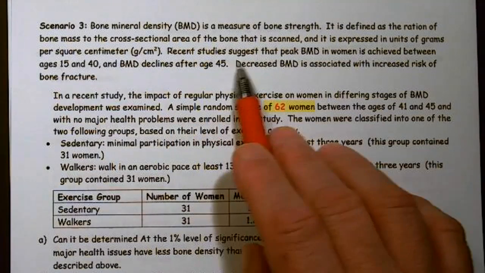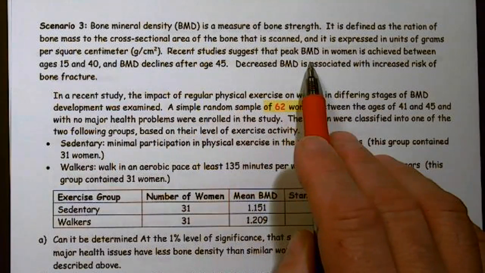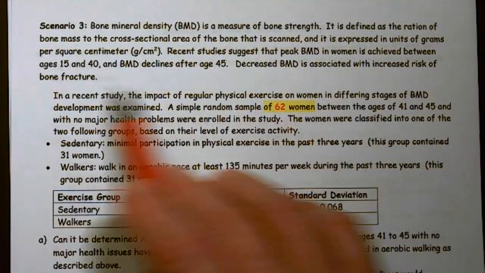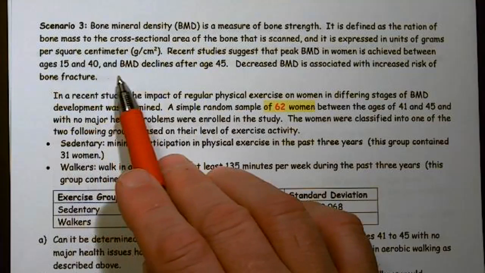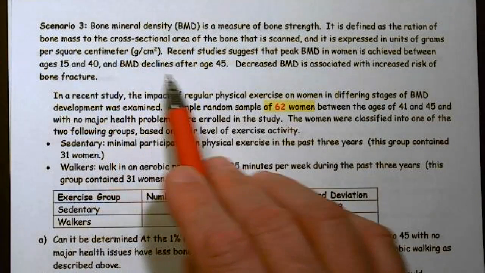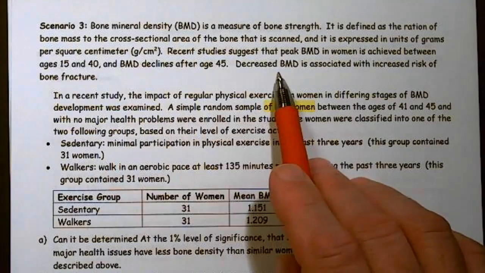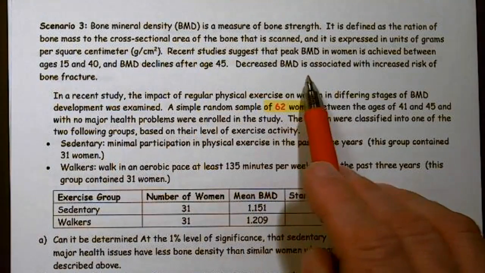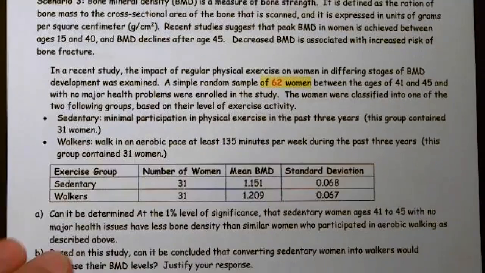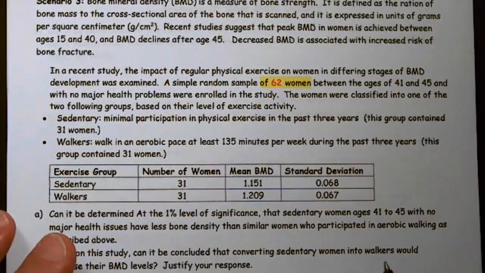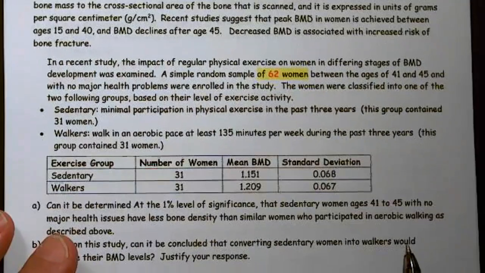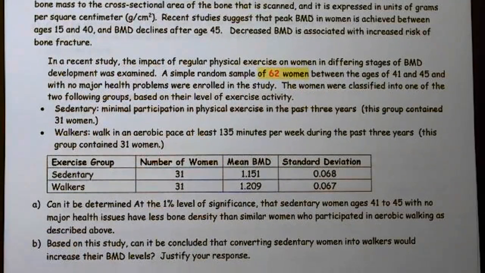Recent studies suggest that peak bone mass density in women is achieved between the ages of 15 and 40, and bone mass declines after 45. Decreased bone mass density is associated with increase of bone fracture. In a recent study, the impact of regular physical exercise on women in differing stages of bone mass development was examined. A simple random sample of 62 women between the ages of 41 and 45 and with no major health problems were enrolled in the study.